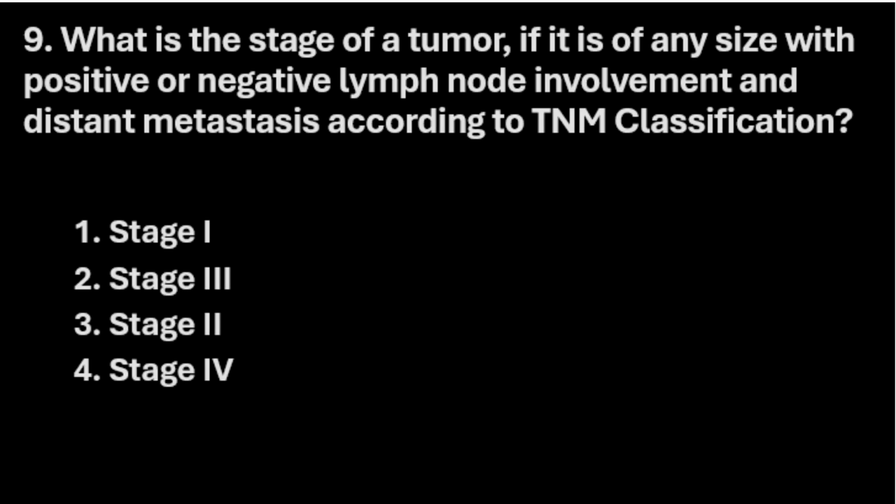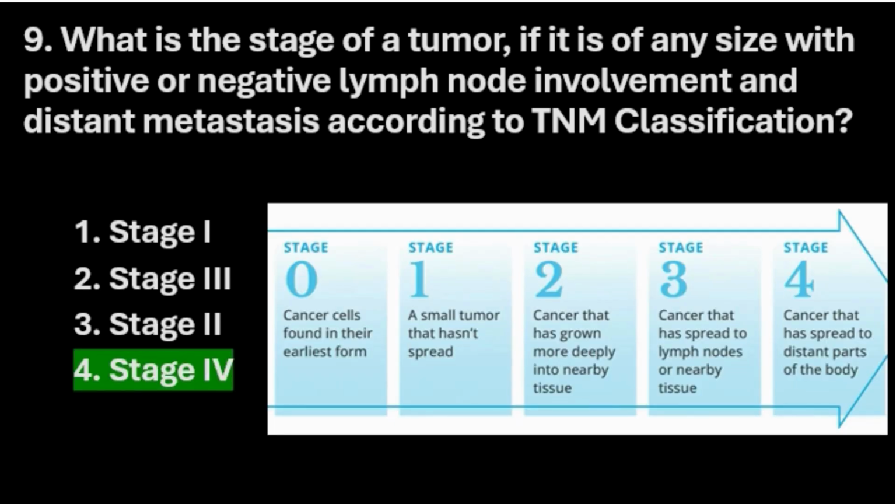Next question. What is the stage of a tumor if it is of any size with positive or negative lymph node involvement and distant metastasis according to TNM classification? Option 1 stage 1, option 2 stage 3, option 3 stage 2, option 4 stage 4. Right answer is option 4 stage 4.